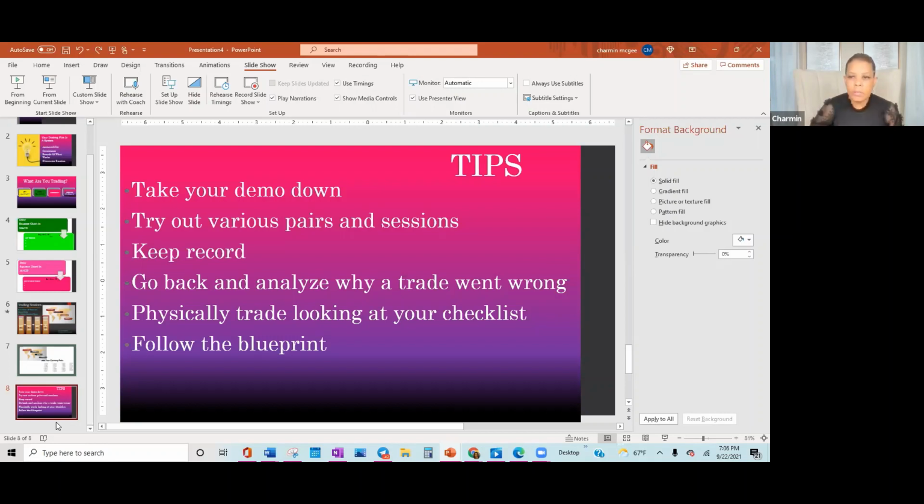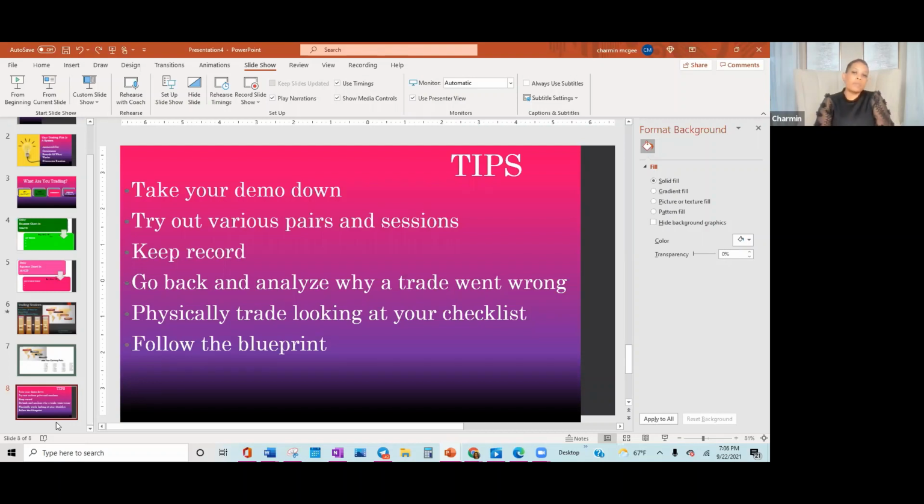So take your demo account down and trade it several times. Don't just take one demo account one time down and trade that up and you're like, oh, I got it. No. Test yourself several times. Can you consistently grow that account size? And that's going to tell you what you can and can't do.